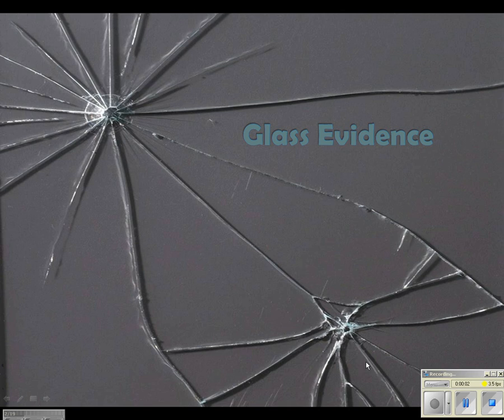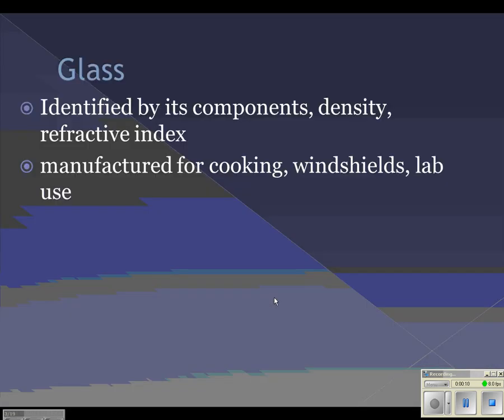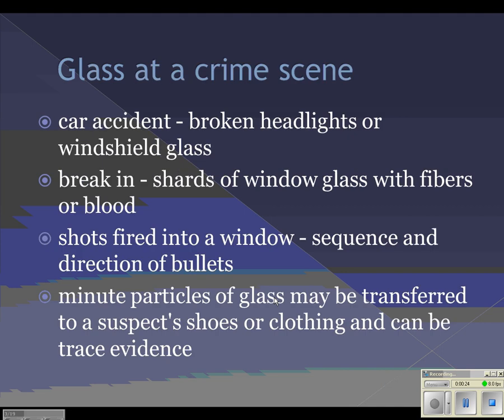Glass evidence. By the time we're done with this lesson, you will be able to tell which of these two fractures happened first. First of all, glass is identified by different components, but specifically the two components that we look at are the density and the refractive index. Glass is also manufactured for cooking, windshields, lab use, jewelry, and so many other things.